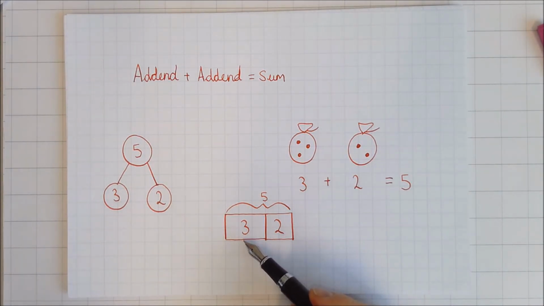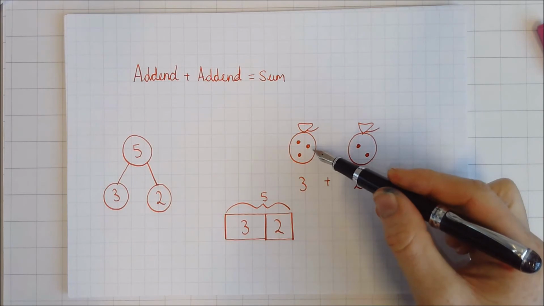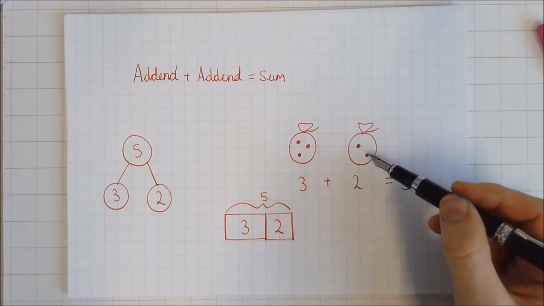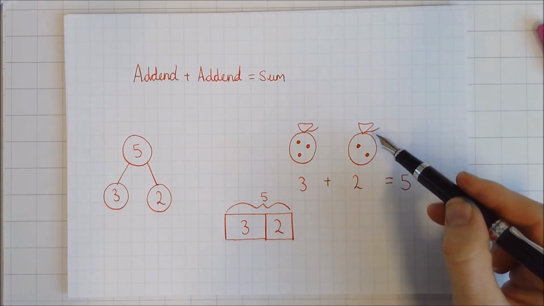Not only are the 3 and the 2 the addends, they also represent the numbers from our bags of marbles. The 3 represents this bag, the 2 represents this bag, and the 5 represents the sum of both bags.